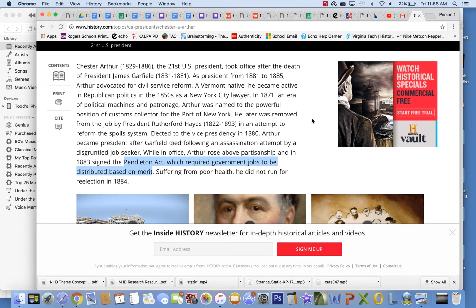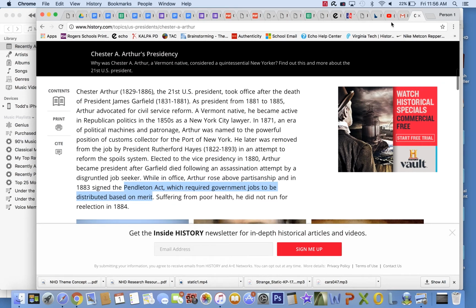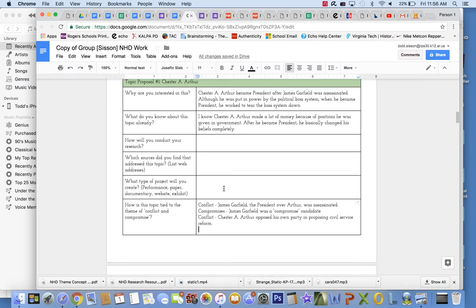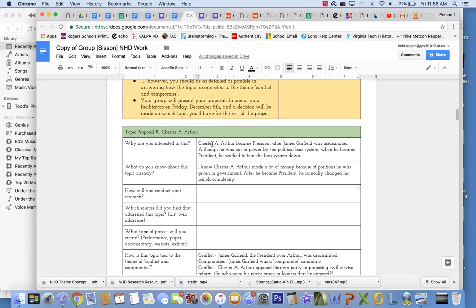Well, I think this is enough on a basic level, but what I've done, I read one paragraph on this, and I might have some questions, probably still do, because right now I'd be looking at what I just wrote, and I'd be like, so who were his party bosses or leaders that he opposed? It seems like they would be pretty important in this story. Okay, so I'm going to come back up here.